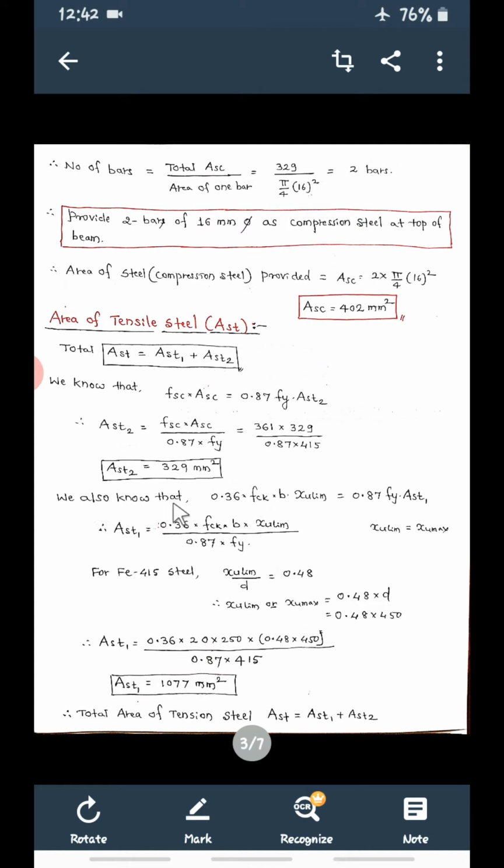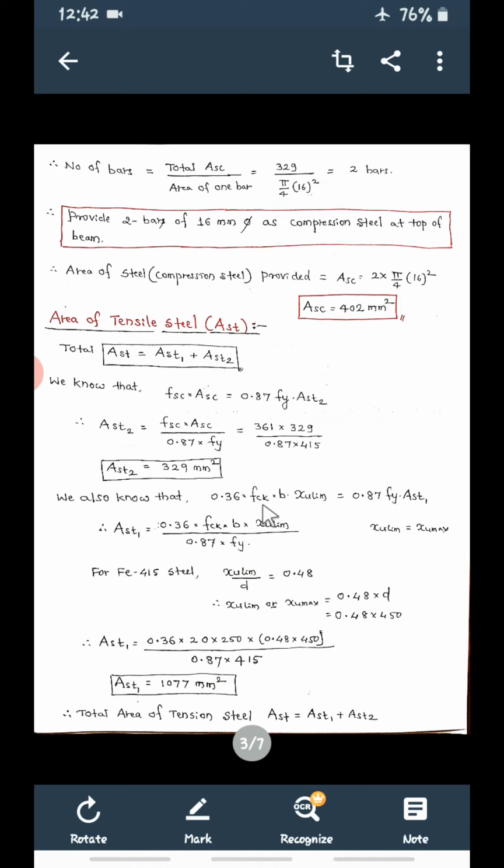So we also know that now, the second sketch. We have to consider again force in the concrete is equal to force in the steel. Second sketch, 0.36 FCK is stress into area. Stress into area is the total force in the concrete: 0.36 FCK B into XU limit. Why are you taking XU limit? It is a doubly reinforced beam. So here in the second sketch we are providing maximum MU limit, so automatically XU will become XU limit.